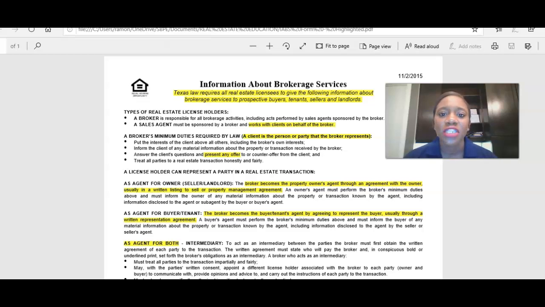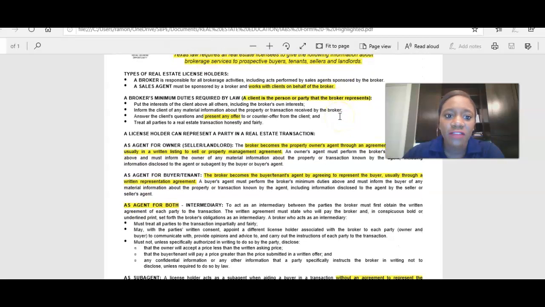It is not a contractual form. It does not obligate you to work with the sales agent that had you sign it, and it does not require you to work with the brokerage office either. So this form is just strictly informational, and it says it at the top of the page. Texas law requires all real estate licensees to give the following information about brokerage services to prospective buyers, tenants, sellers, and landlords. So by law, we are required as a real estate professional to give you this form.